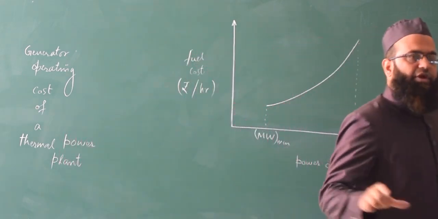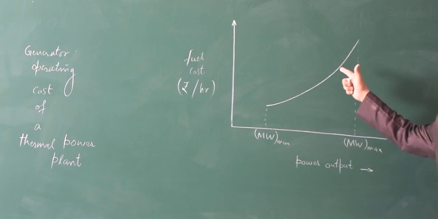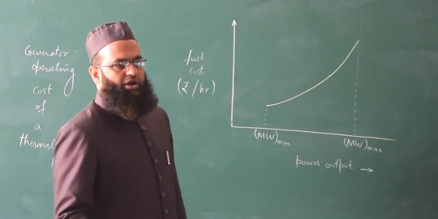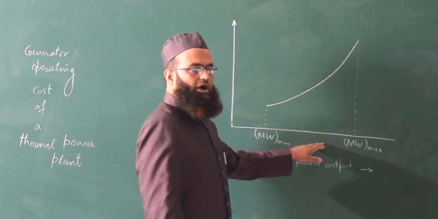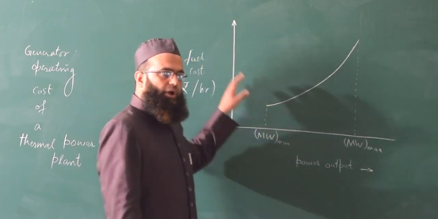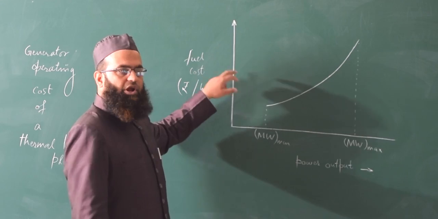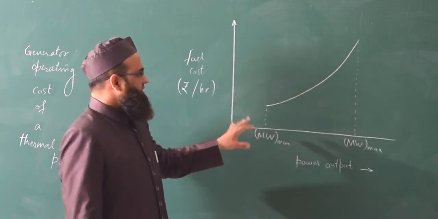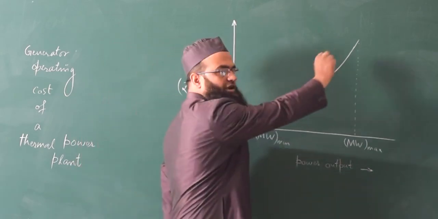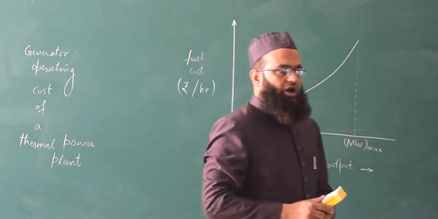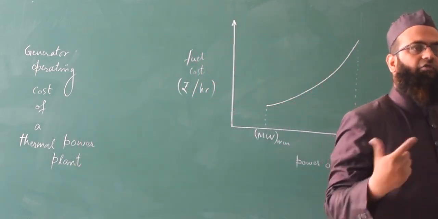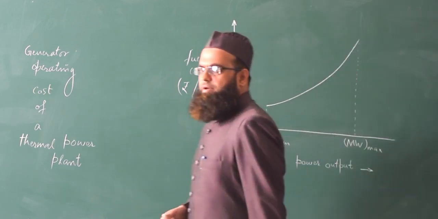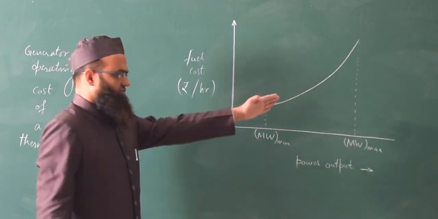So experimentally we can construct this curve. Say during an experiment on a particular unit, you are increasing the load, output power, and you are calculating the fuel input required to generate that particular level of power. This way you will get certain points, right? After that, using curve fitting techniques, you can have a polynomial like this.